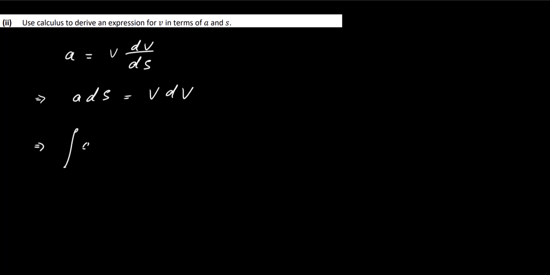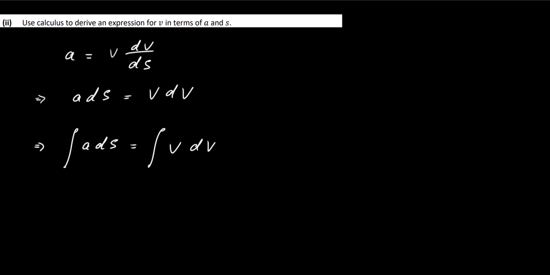Use calculus to derive an expression for v in terms of a and s. Well, they started us off in the previous question with the equation a is equal to v dv/ds. So this is where I'm going to start. What I'm going to do first is just separate out the variables here. I'm going to multiply across by ds. So we've got a, which remember is a constant, ds is equal to v dv. Now I'm just going to integrate both sides, integrate a with respect to s, and then integrate v with respect to v.